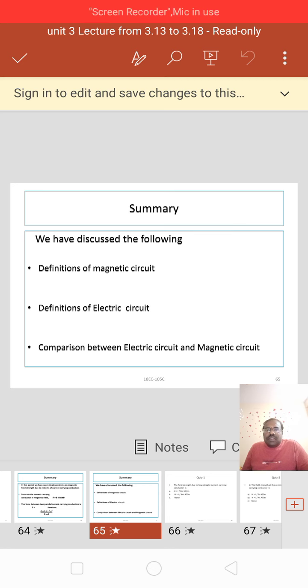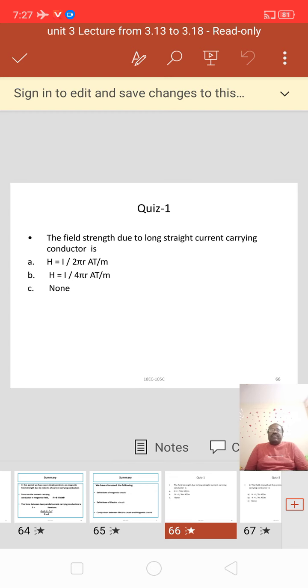Next, we have discussed the following also: definitions of magnetic circuit, electric circuit, and comparison between the electric and magnetic circuit. I have given a simple quiz for you. Kindly submit the answers in the chat box.